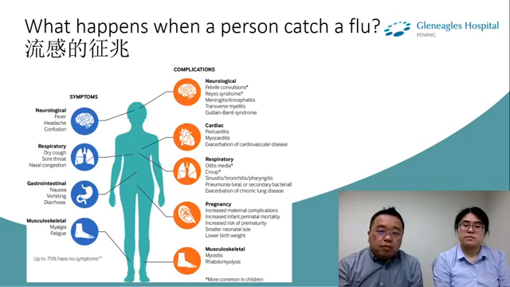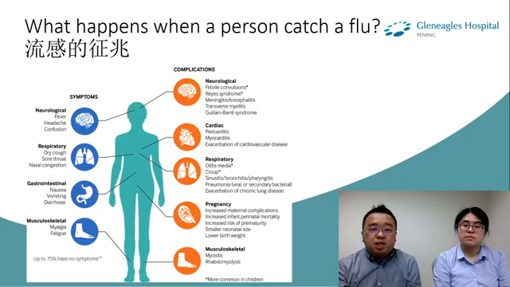For example, if the virus spreads throughout the whole body, if it affects the digestive system, you may present with nausea, vomiting, and diarrhea as well. Moving on next, if it goes to your muscle, the virus causes muscle inflammation. That's why you feel very fatigued, you feel your muscle and joint are in pain.